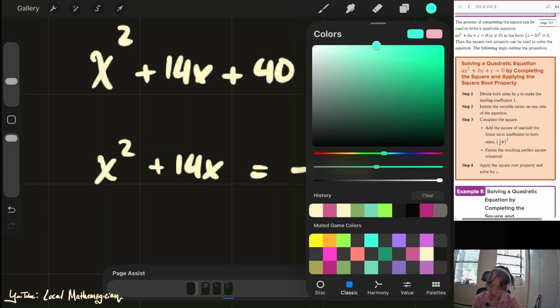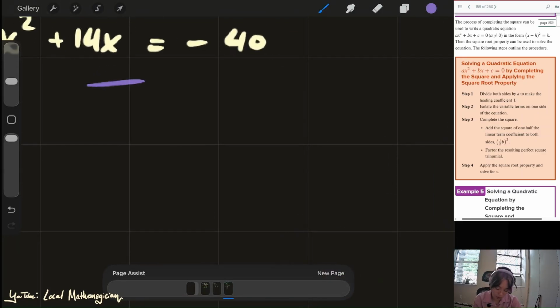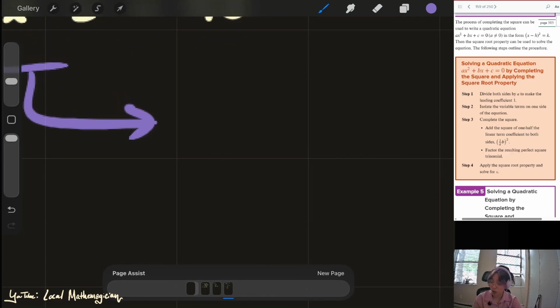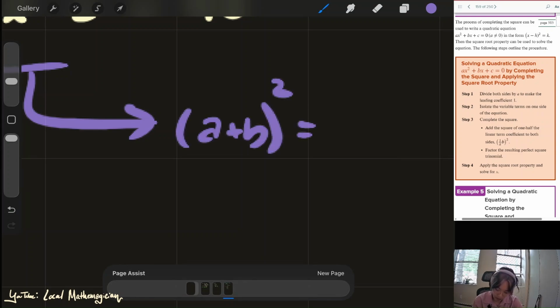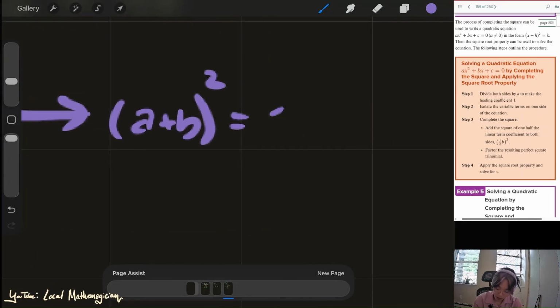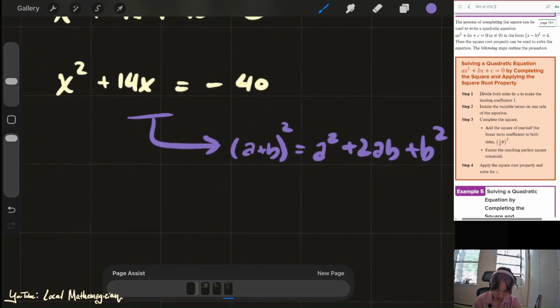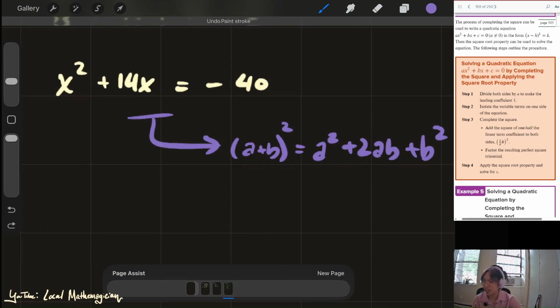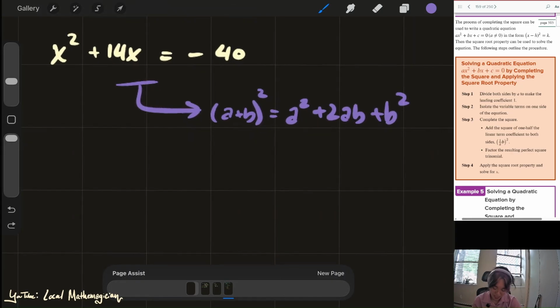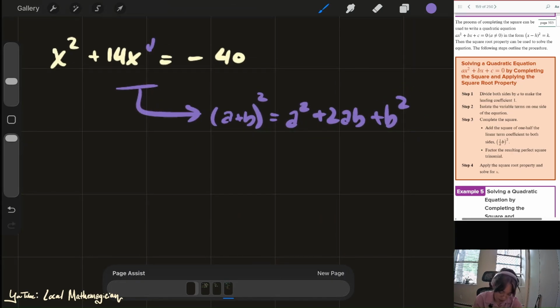Now, what does it mean to complete the square, right? If you remember, a perfect square trinomial is of the form a squared plus 2ab plus b squared, right? And so in this case, your a squared is your x squared, different a than the coefficient, okay? I'm sorry, I'm using the same letters. Your b squared is unknown, but you know your 2ab is 14x, right?